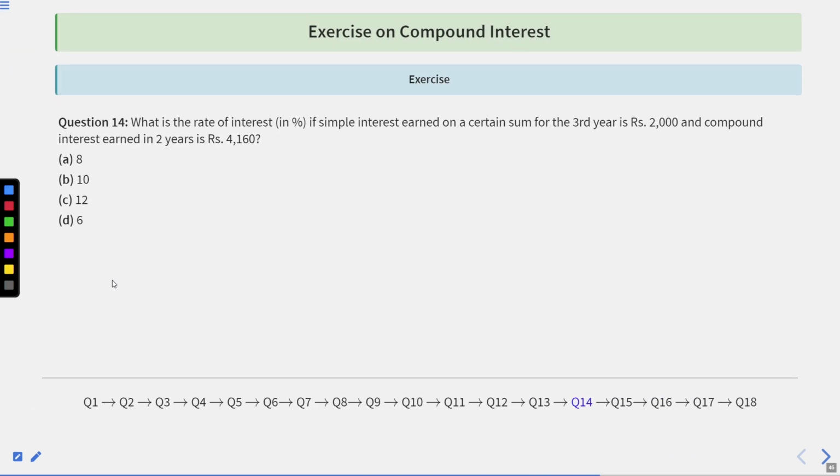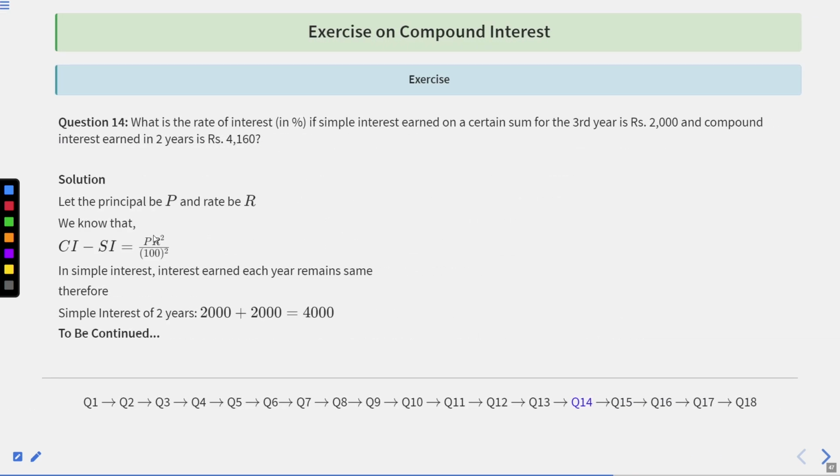Question number 14. What is the rate of interest in percent if the simple interest earned on a certain sum for the third year is rupees 2,000 and the compound interest earned in 2 years is 4,160 rupees? Let the principal be P and the rate be R. And we know that compound interest minus simple interest is equal to PR square upon 100 square. In simple interest, interest earned each year remains same. Therefore, simple interest of 2 years is equal to 2000 plus 2000 equal to 4000.